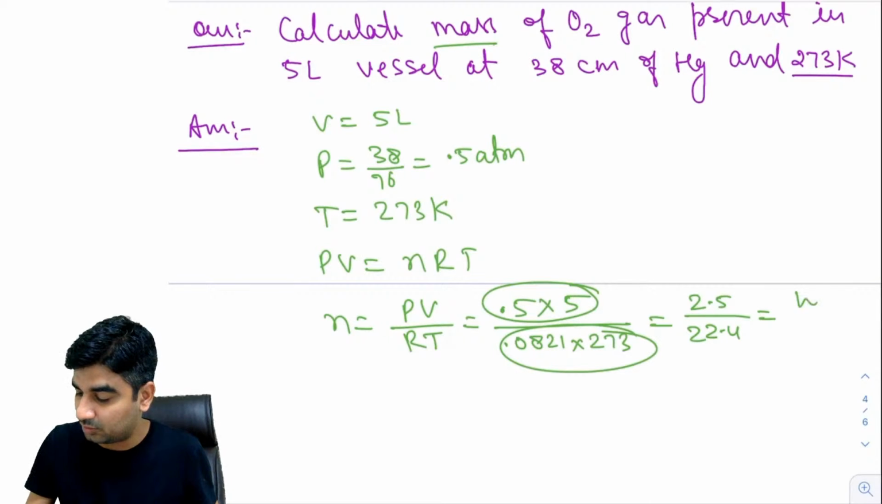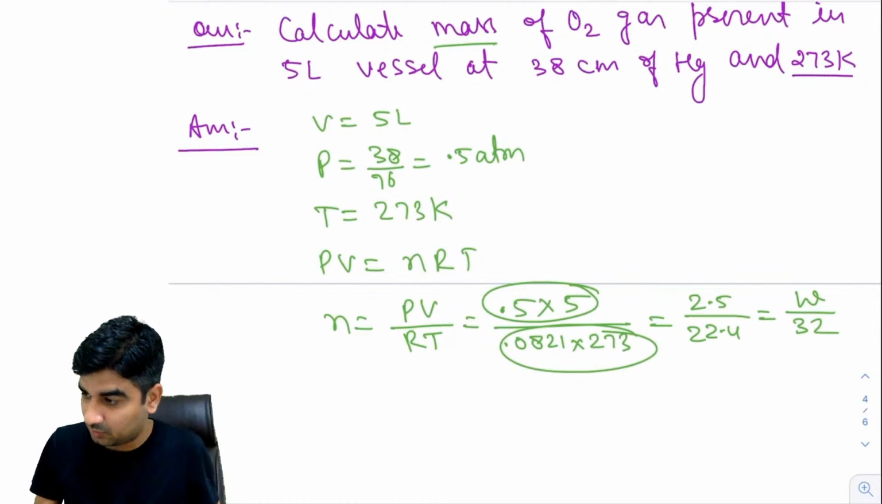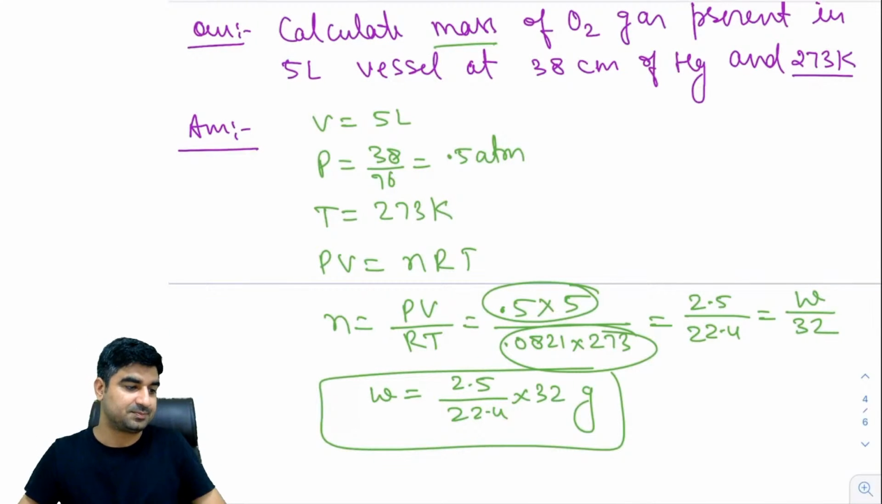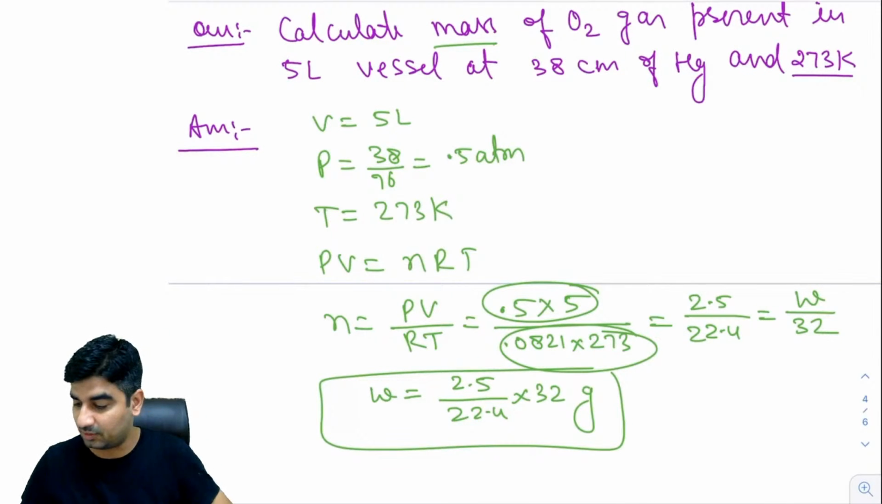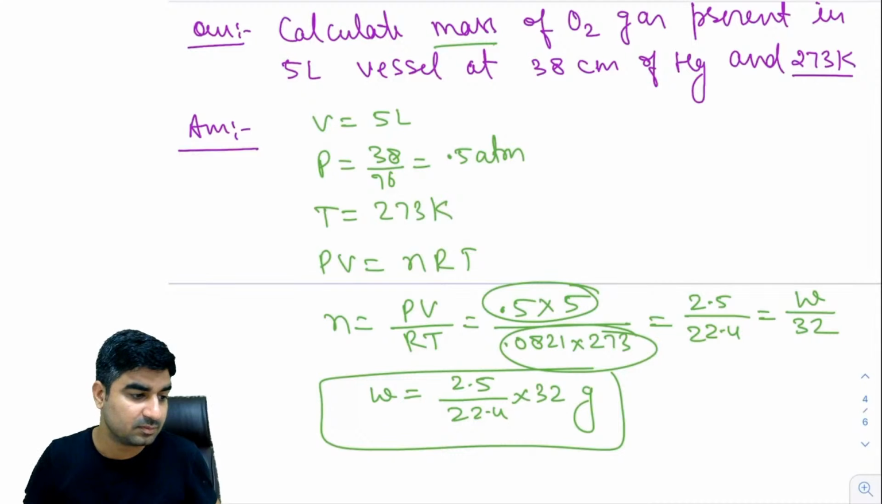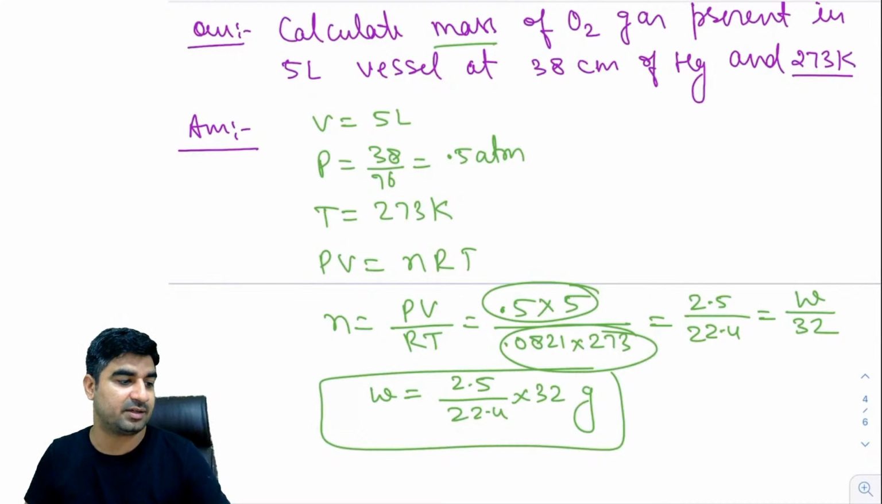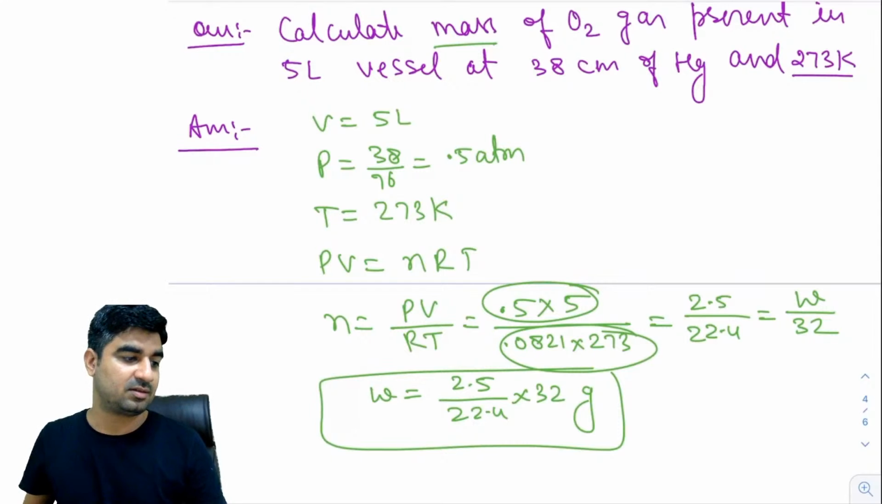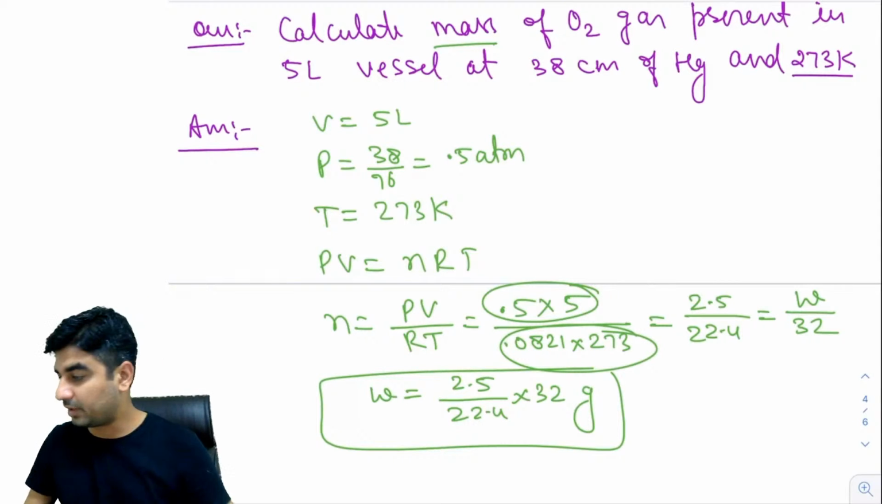So now you know it will be 2.5, and you have to remember it. So this is mole, so W by 32. So weight you will get, this is your answer. Yes, you got it. Yes, Somil, you are right. So let's move ahead.